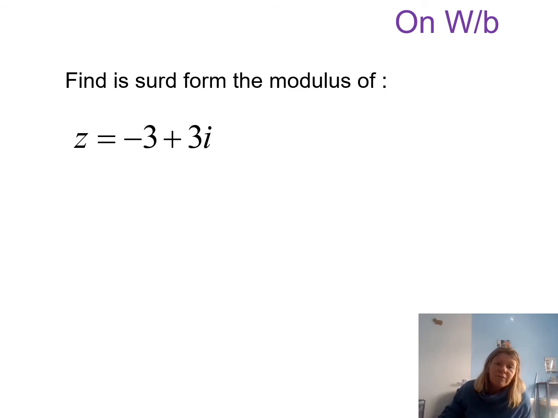Find, in the third one, just the modulus of that one. So a bit of Pythagoras. Have a go. Pause the video.